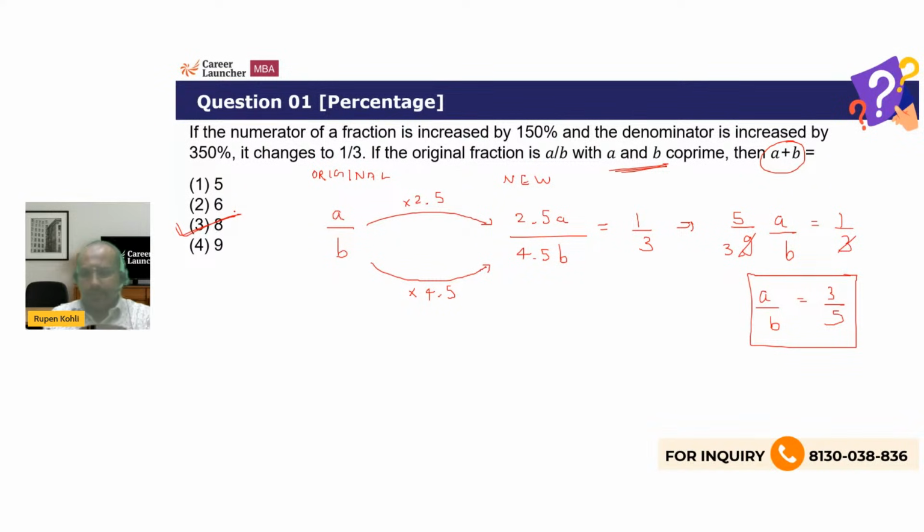I'm trying to show you how you should have done it in the best way. Basic multiplying factor: 150% increase, so multiply with 2.5. 350% increase, multiplying factor is 1 plus p by 100, where p is the percentage increase. So I've just made use of the most elementary thing on percentages, which is the multiplying factor concept. Perfect.